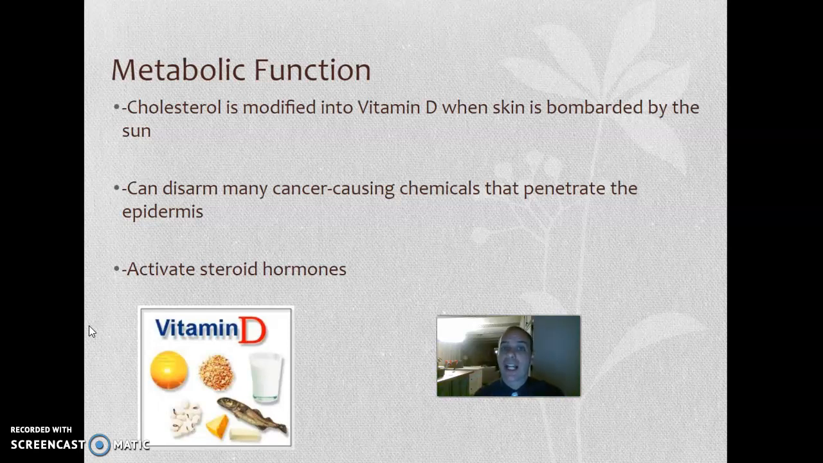Actual UV rays, not the ones where you lay in a tanning box, right? That's not good. It can disarm many cancer-causing chemicals that penetrate the epidermis, and it can activate steroid hormones. And you see vitamin D is also prevalent in these items that you eat.